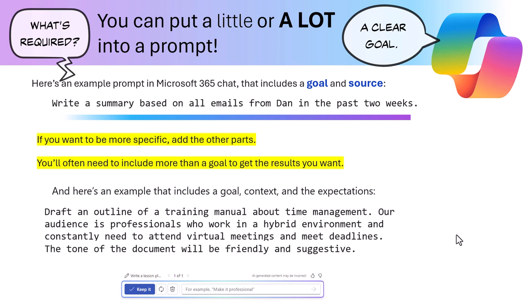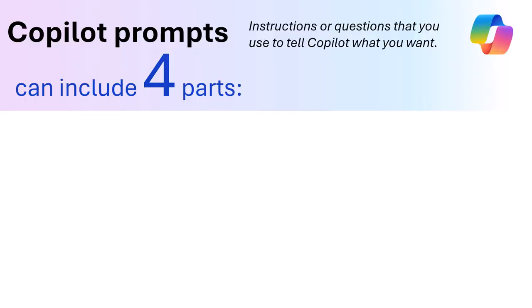And sometimes it will give you results you don't love. You're thinking, oh, this isn't really what I want. This isn't helpful. CoPilot's not going to work for me. Well, consider changing the way that you ask. And there are 4 parts. So when we say a CoPilot prompt, a prompt is just the instructions or questions that you'd use to tell CoPilot what you want. And they can include 4 different parts.